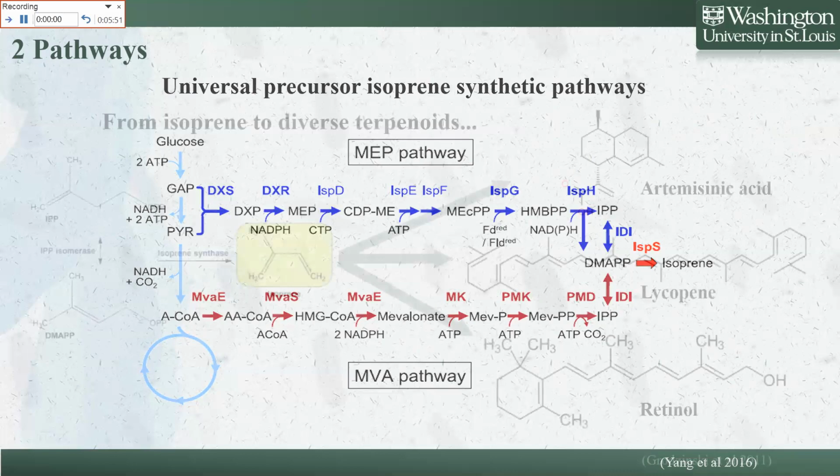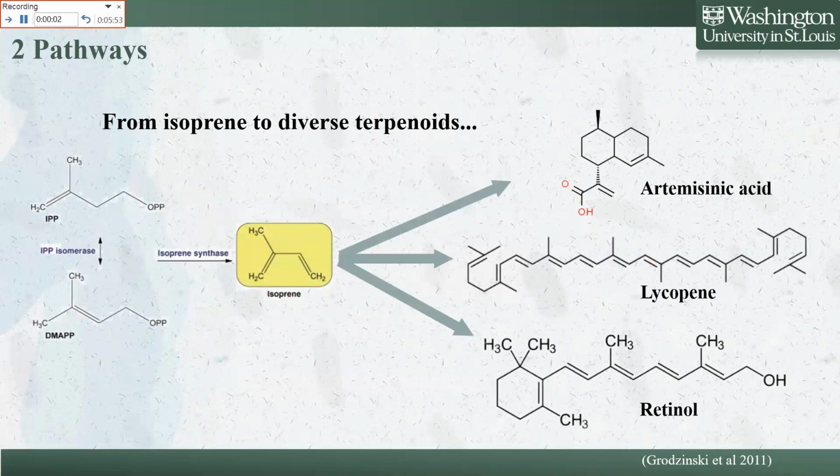After the precursors are generated, they can go through various downstream pathways to become distinct terpenoid products. Next, we're going to introduce synthetic pathways and some advanced research of 3 representatives, which are artemisinic acid, lycopene, and retinol.